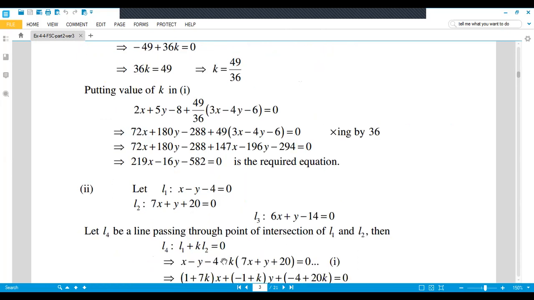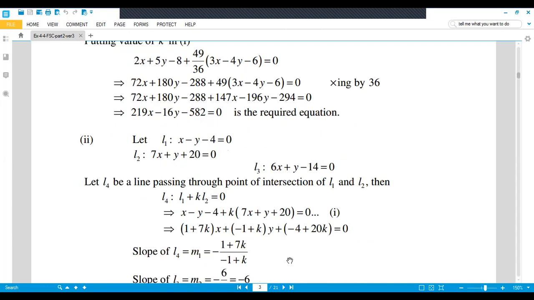You have to show that L4, a line passing through the point of intersection of L1 and L2, will be equal to L1 plus K L2. So you put the equation of L1 plus K L2. So you will get m1 equal to this. Slope of L4 is equal to this.